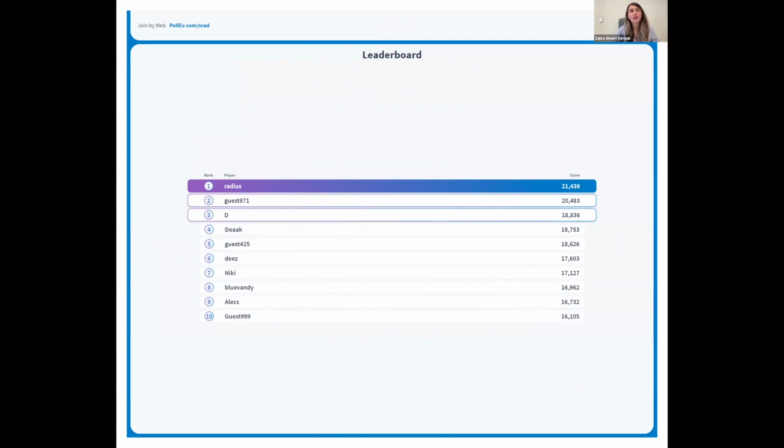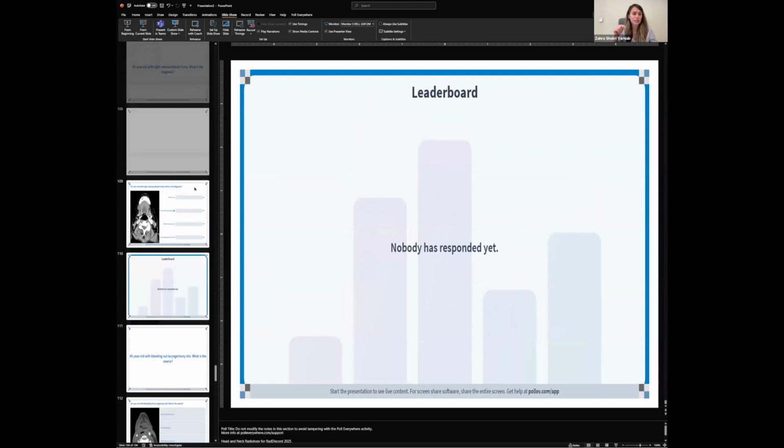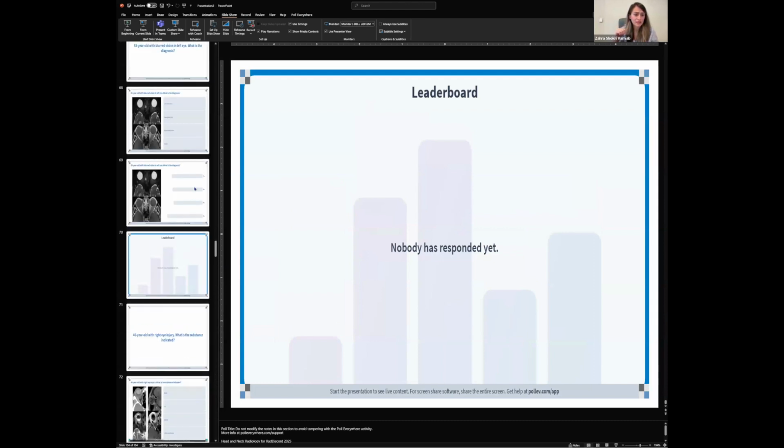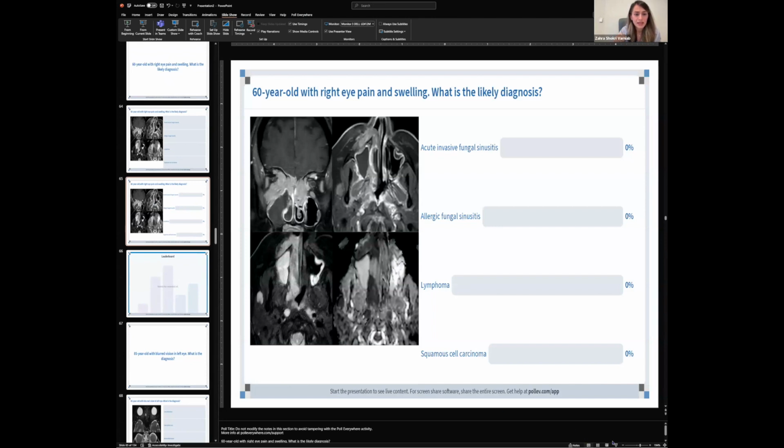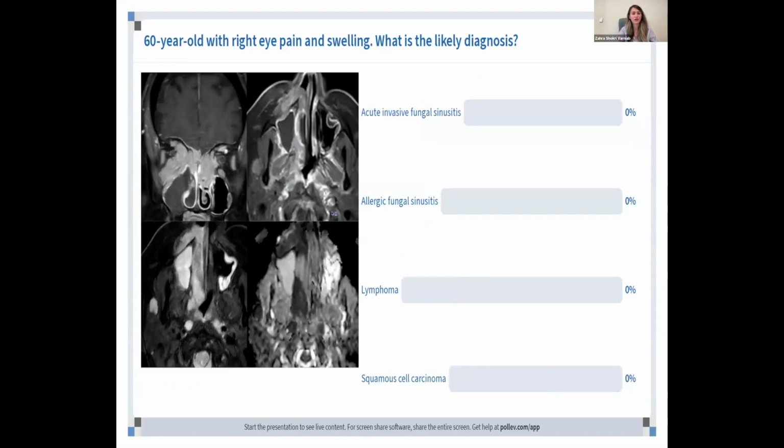You had a case on lymphoma, a case of a 60-year-old man with eye pain and swelling. And the question was, is that black turbinate sign in the case? Yes, it was the case.